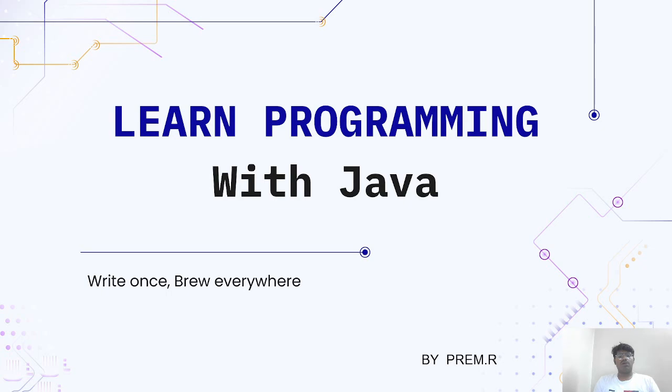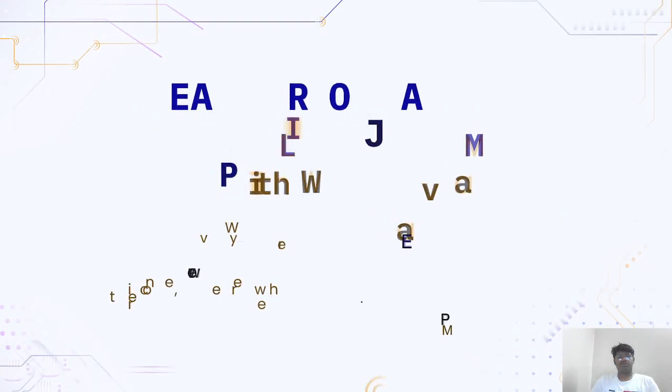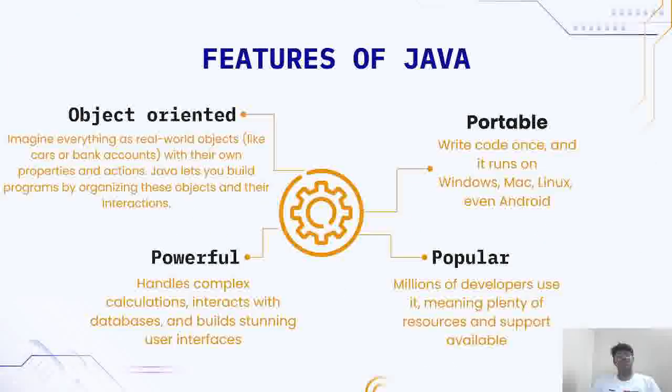Today we are going to learn about Java. Java is an object oriented language. Imagine everything as real world objects with their own properties and actions. Java lets you build programs by organizing these objects and their interactions.